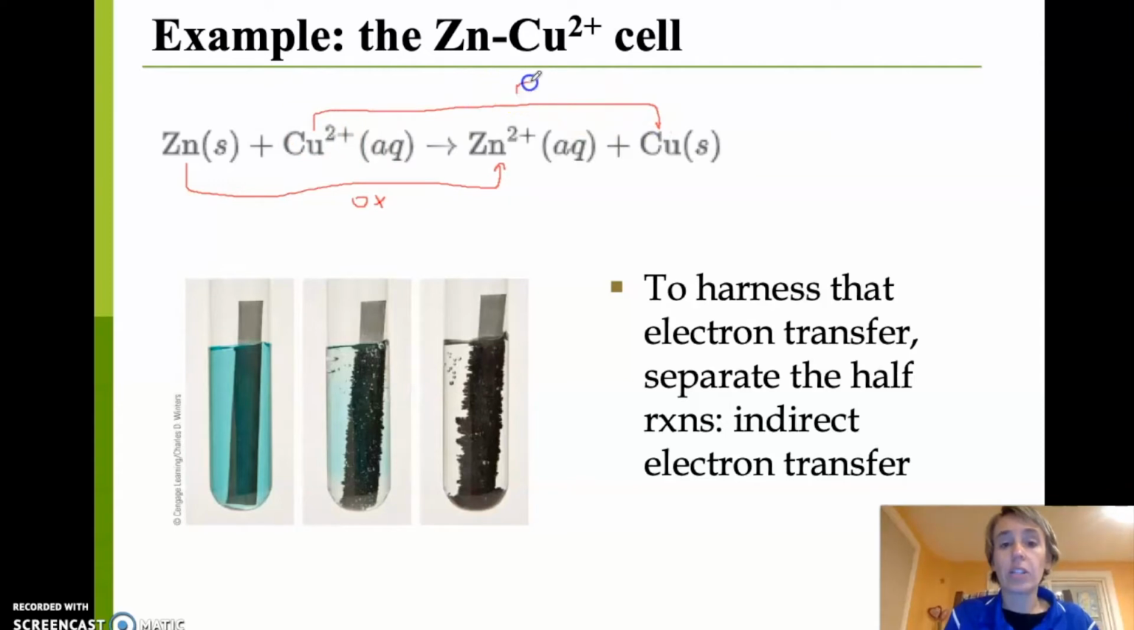So that's our reduction. If these are happening in the same test tube or the same beaker, the reaction happens very quickly, and there's not really a way to harness those electrons that are being lost by the zinc and being gained by the copper 2 plus ions. We can't really harness those electrons. So if we want to be able to generate electricity out of this reaction and harness that, we need to separate those half reactions and employ indirect electron transfer.